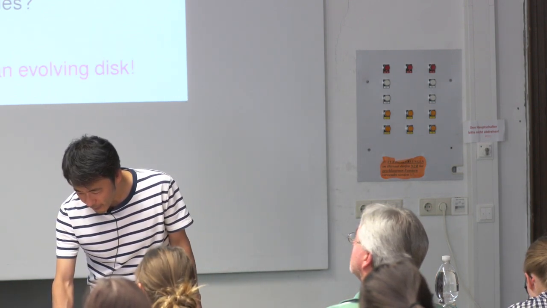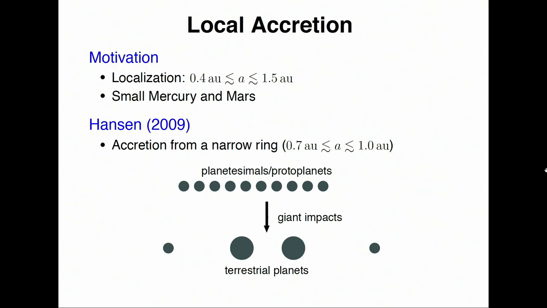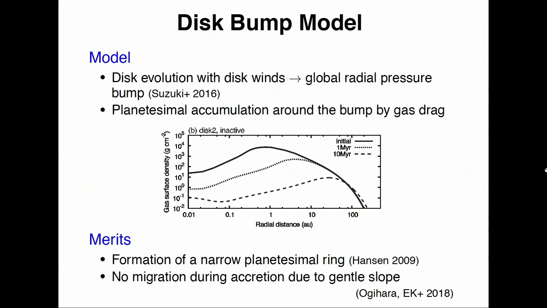The key process is the formation with correct solid-gas interaction in an evolving, not static, disk. I think it's very important. Sorry, I'm running out of time. This grand tack model we have already seen from Nadal's talk, so I skip it and only briefly comment on it. It is about the small mass of Mars and the asteroid belt, the depletion of planet building material there.